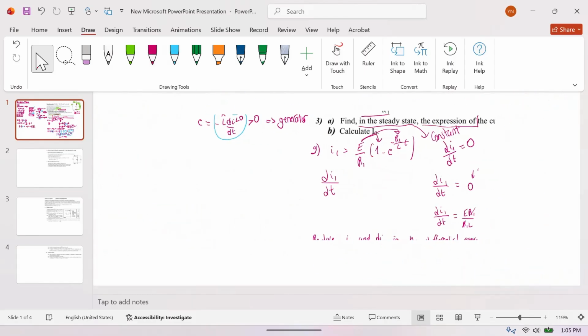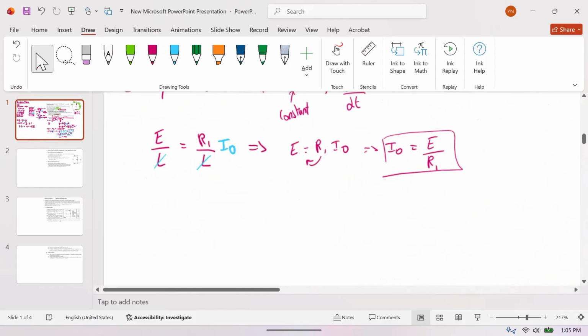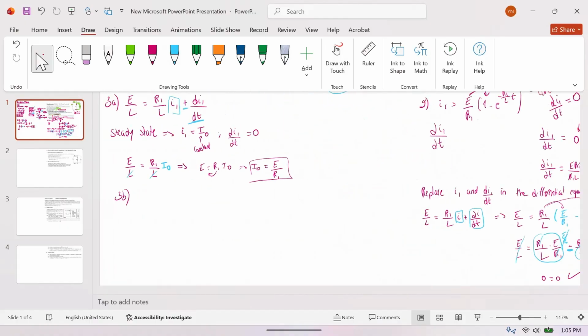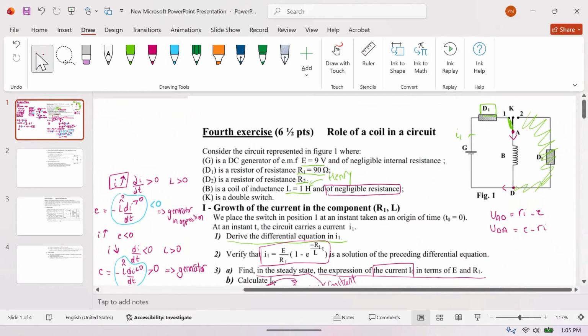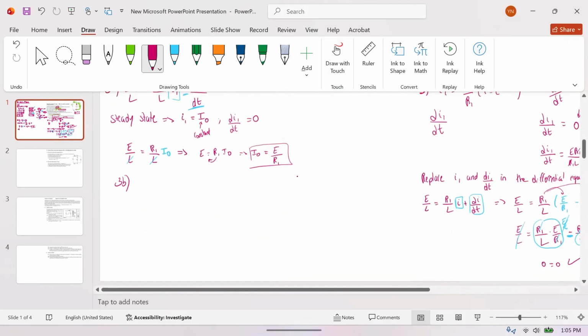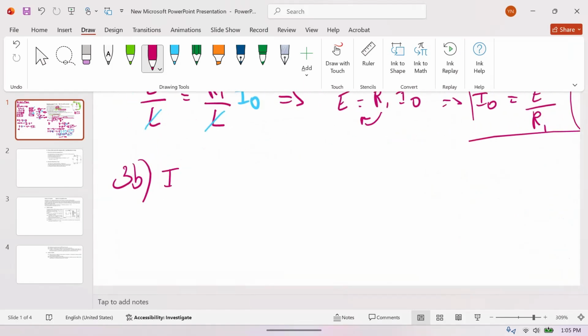Now, in 3B, calculate I0. So I'm supposed to have a value for E and R1. I go back to my given. Do I have values for E and R1? Of course, I have E, it's 9, and I have R1, it's 90. So I benefit from them, so I can get the current at the steady phase, at its maximum.